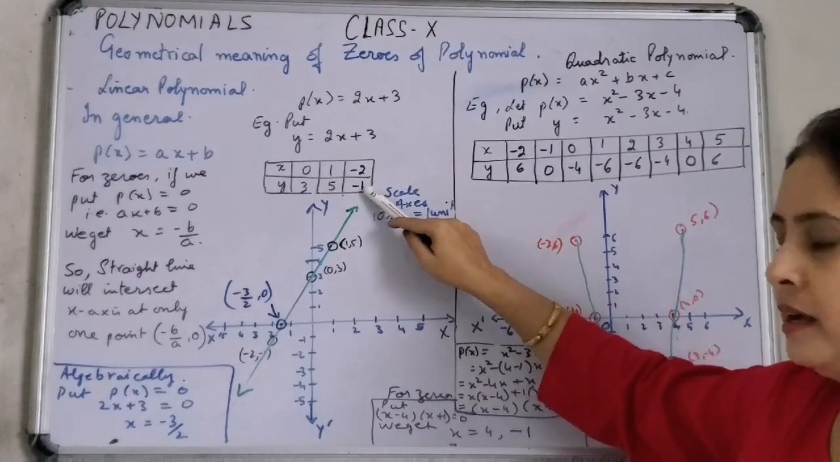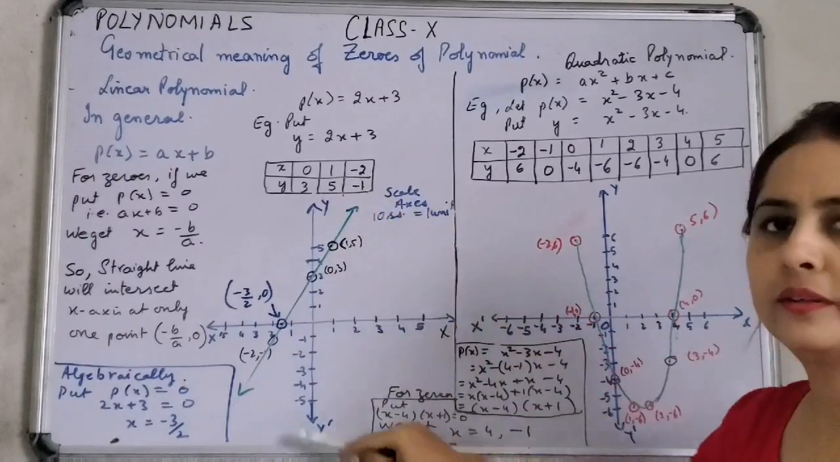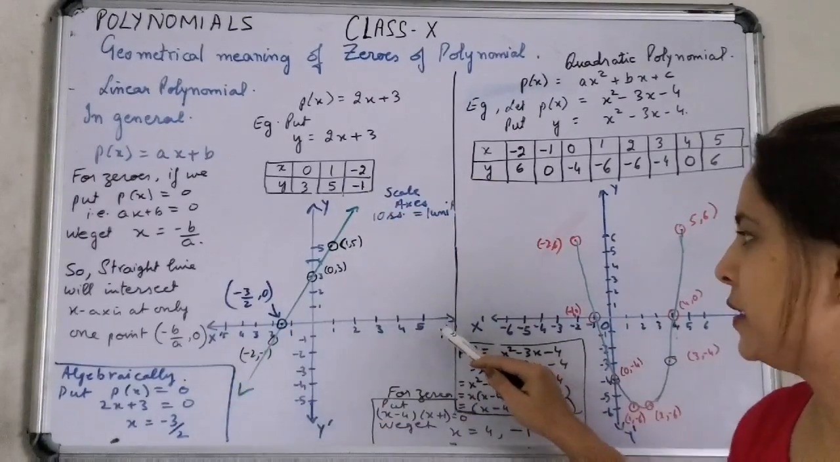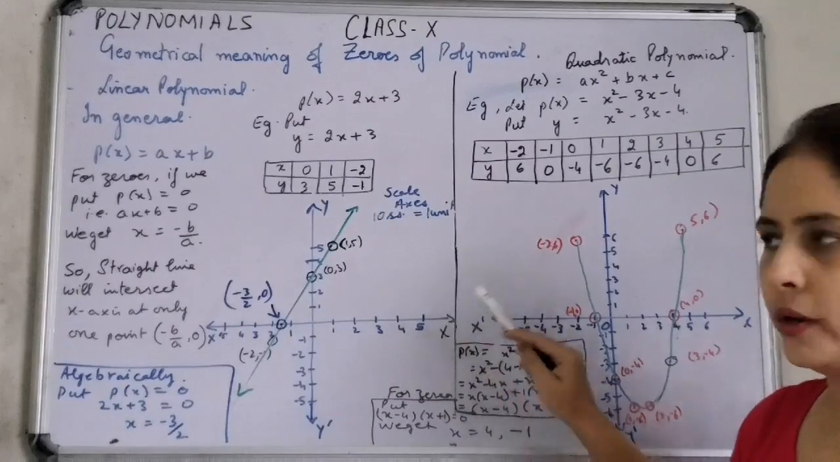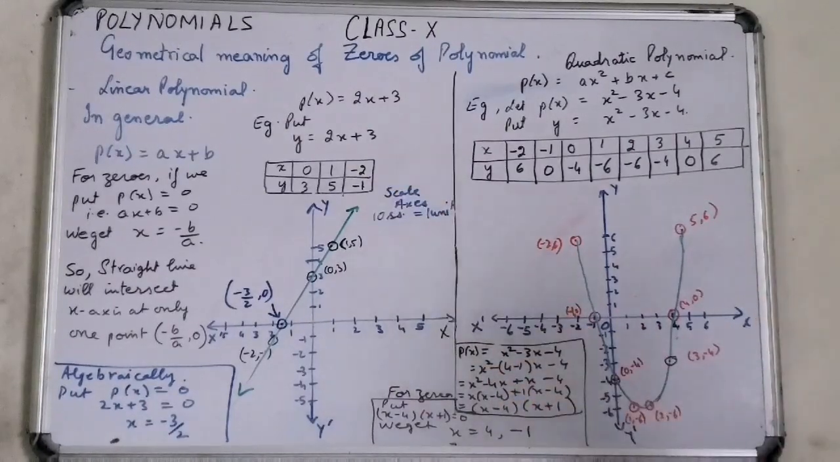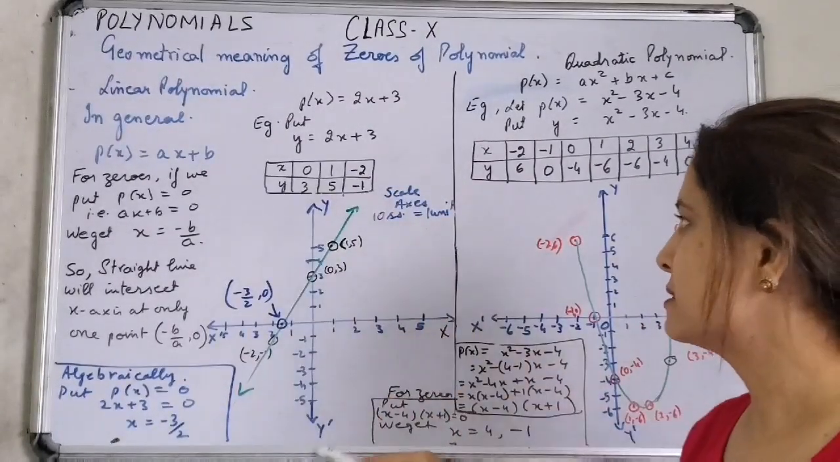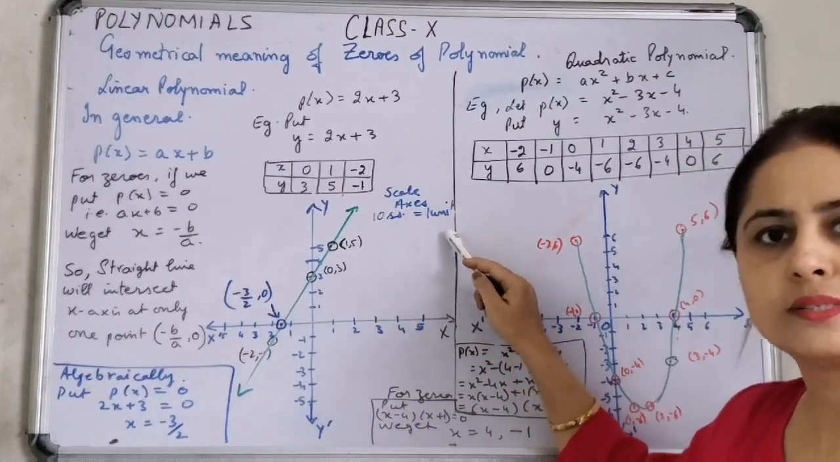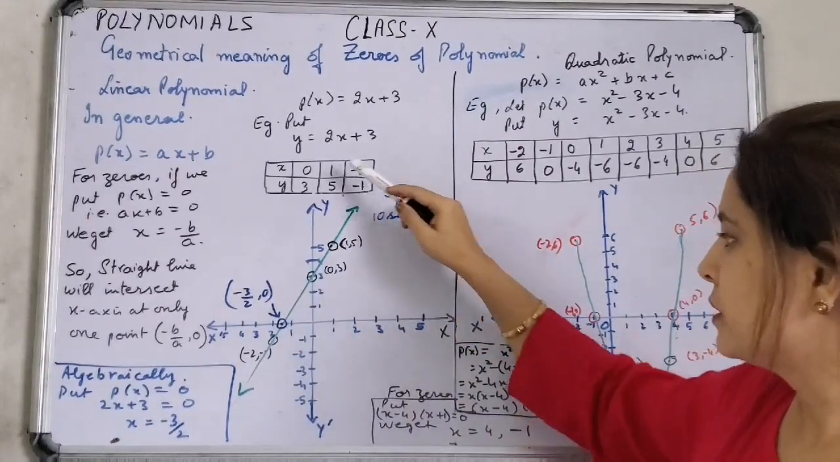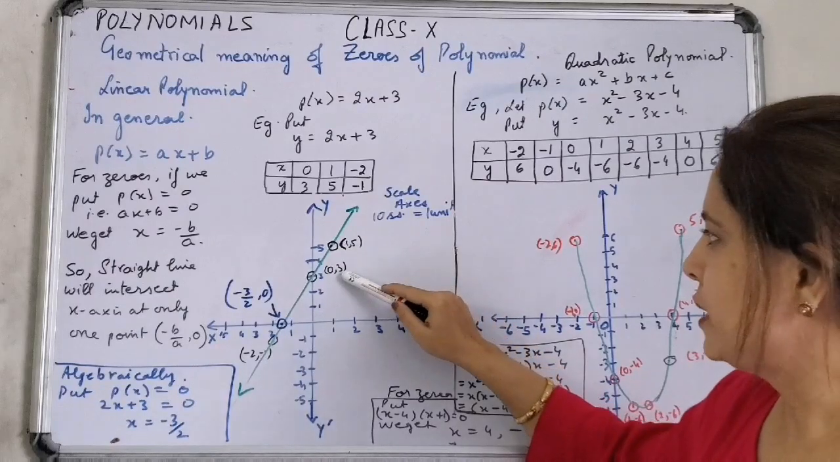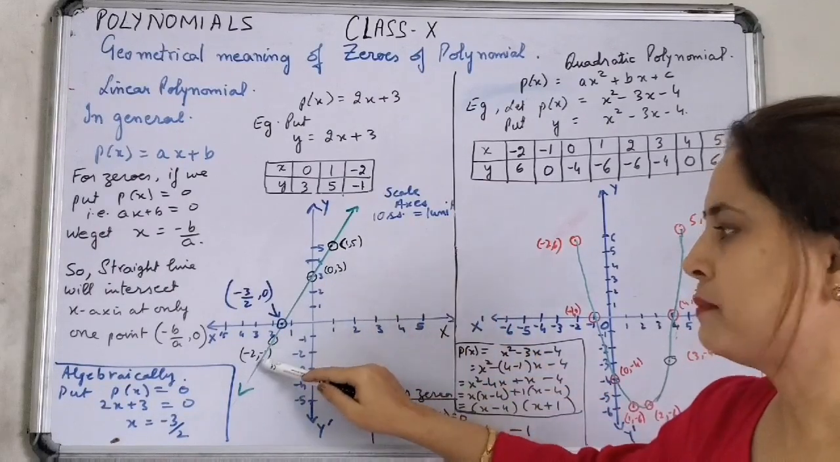Is that correct? The next step is we are going to plot the graph, and my students know very clearly how to plot the graph with the help of these 3 coordinates. This is the x-axis, this is the y-axis, and the scale we have taken is 10 small divisions equal to 1 unit. The 3 coordinates were (0, 3), (1, 5), and (-2, -1).